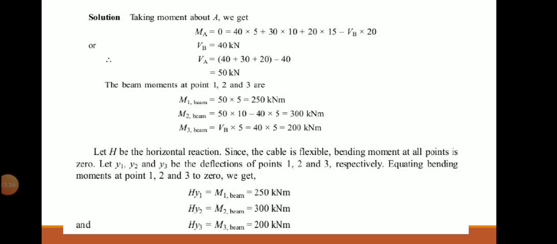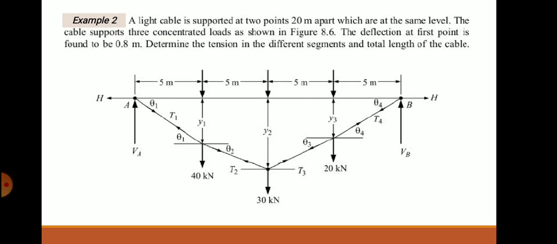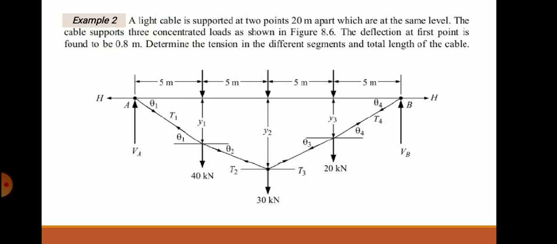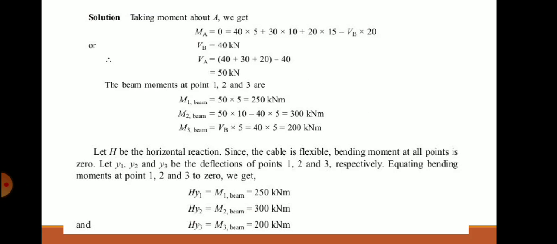Beam moments at points 1, 2 and 3. So at this point the beam moment is VA into 5. VA is 50, so 50 into 5. At point 2, VA into 10 minus 40 into 5. Similarly, beam moment at point 3, this is the first point, second point and third point. At the third point, you can take VB into 5. So beam moments at the first, second and third points, you know.